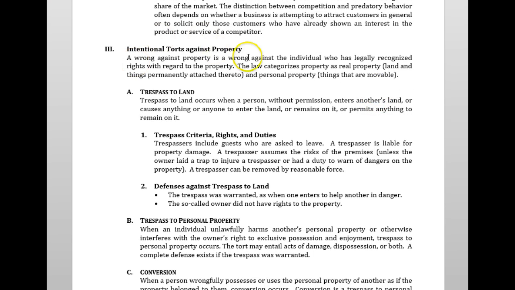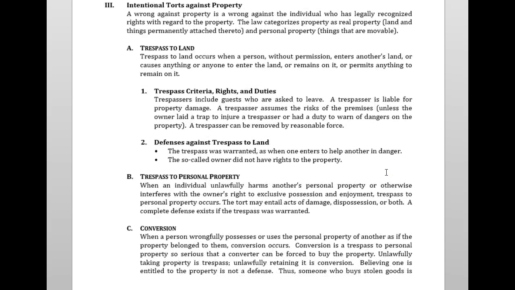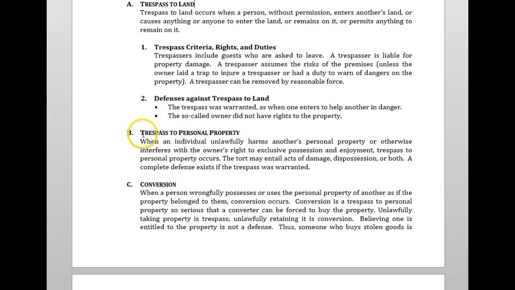Then we have intentional torts against property, and that goes down to trespassing on land when you're not invited, and trespassing on personal property, and that would be somebody coming in and using your personal property, damaging it, and then leaving. Somebody coming into your house, number one, that's trespassing. But sitting down and then using your television and damaging it and then walking out, okay, that's trespassing on personal property.